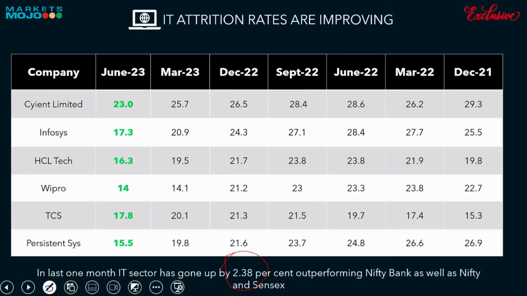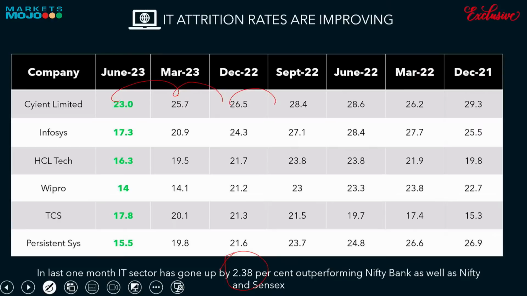And then slowly, in December, it was lower. Then it was lower in March, and it is lower now. There's a high probability that when these IT companies declare the numbers for September, it would be further lower than what it was for June. Why am I saying so? It's a very good, happy situation for the IT companies.